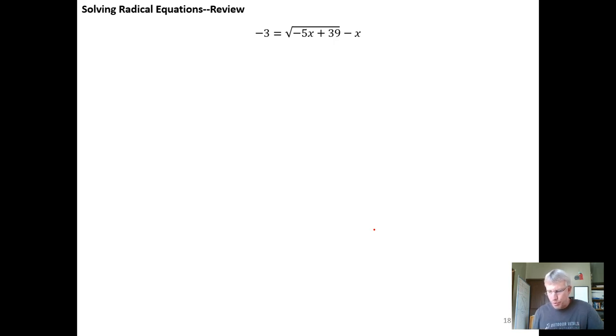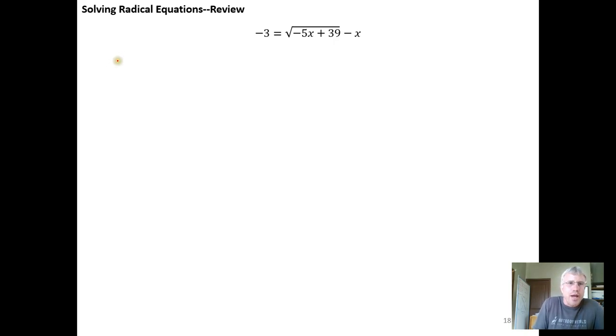Whenever we have to raise both sides of an equation to a power in the solution process, we always run the risk of introducing extraneous solutions, or in other words, solutions that weren't solutions to the original equation. So we always have to check when we get done to make sure that the answer we have actually works in the original equation.